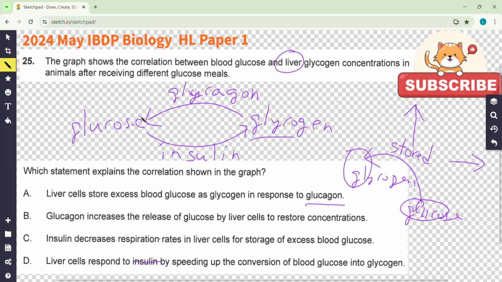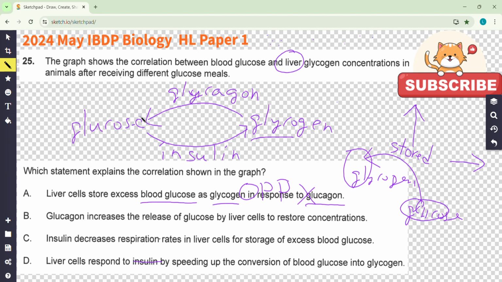Okay. First A. Liver cells store excess blood glucose as glycogen in response to glucagon. What is the glucagon? Reverse, right? Reverse. Then make the glycogen becomes glucose. So it is opposite to the process.